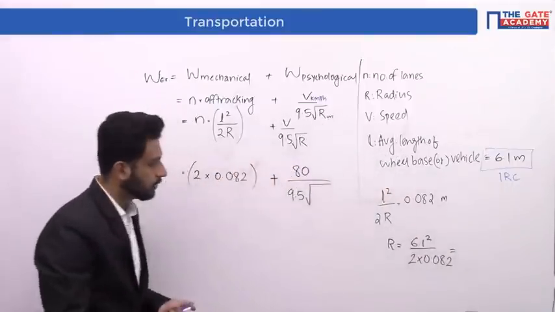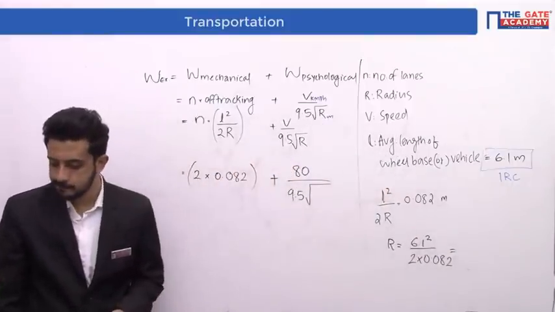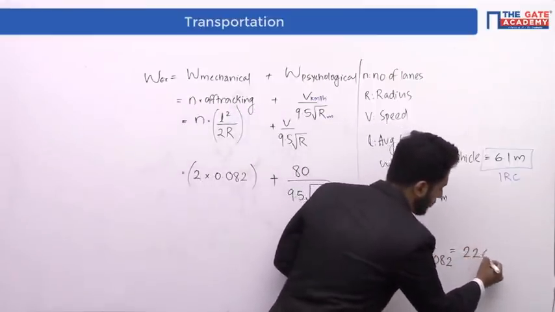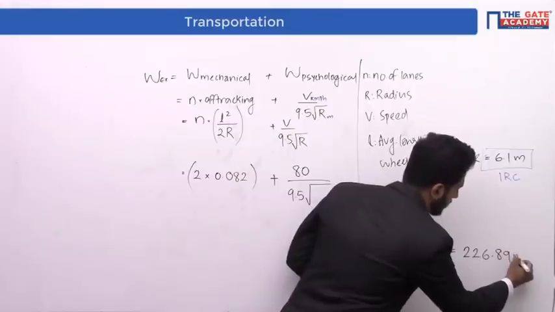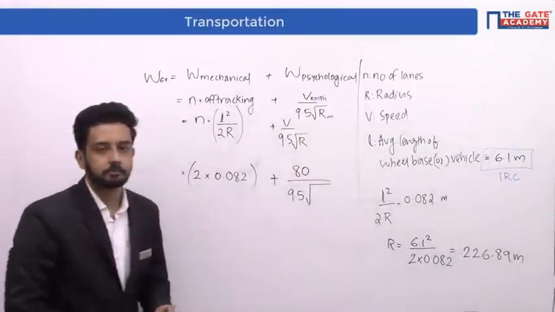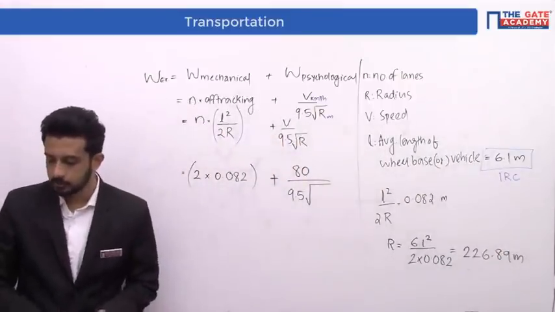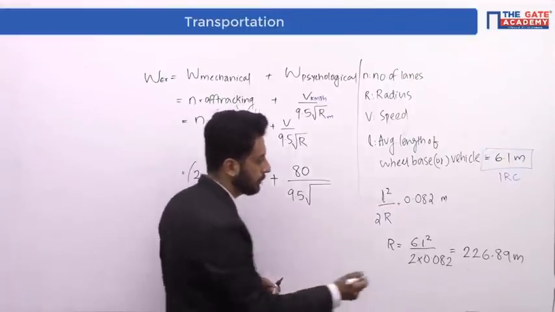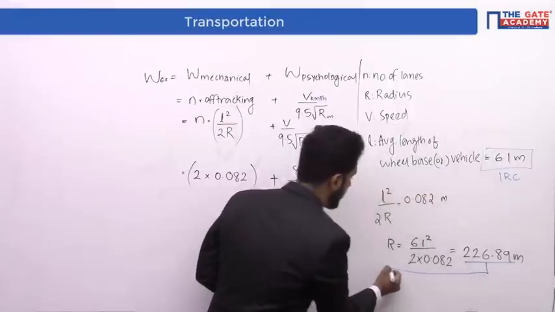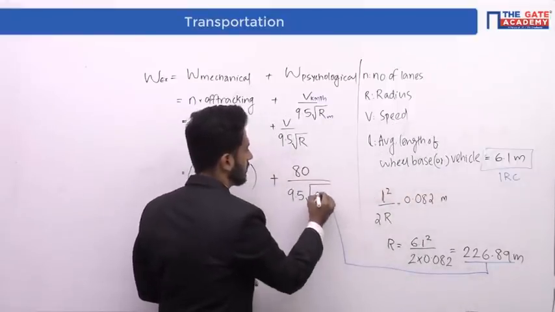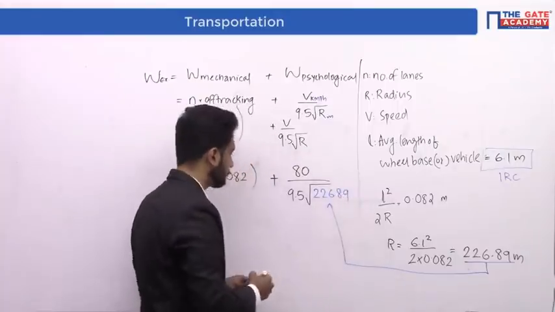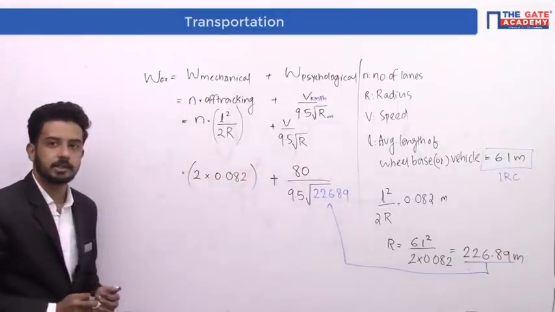Correct? Then what will be the value of R? You will get 226.89 meter. Okay? If you are finding out 226.89 meter, now this value we can substitute here. Correct? 226.89. So now we have obtained everything.